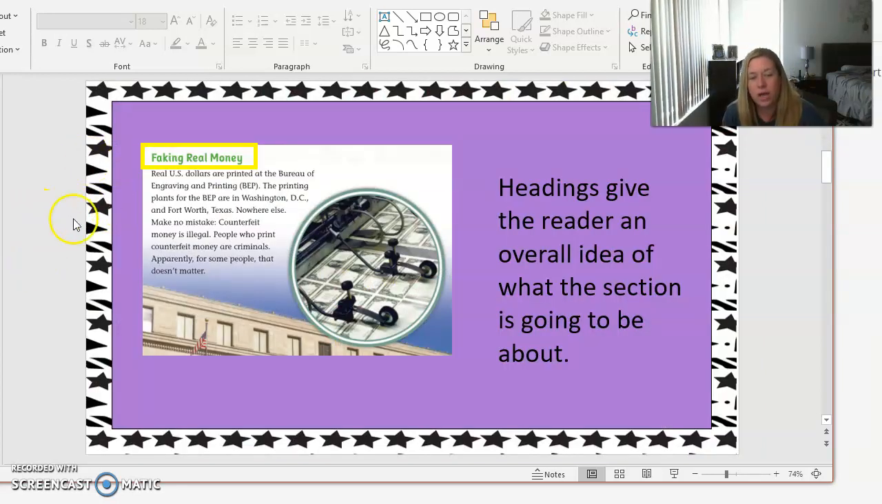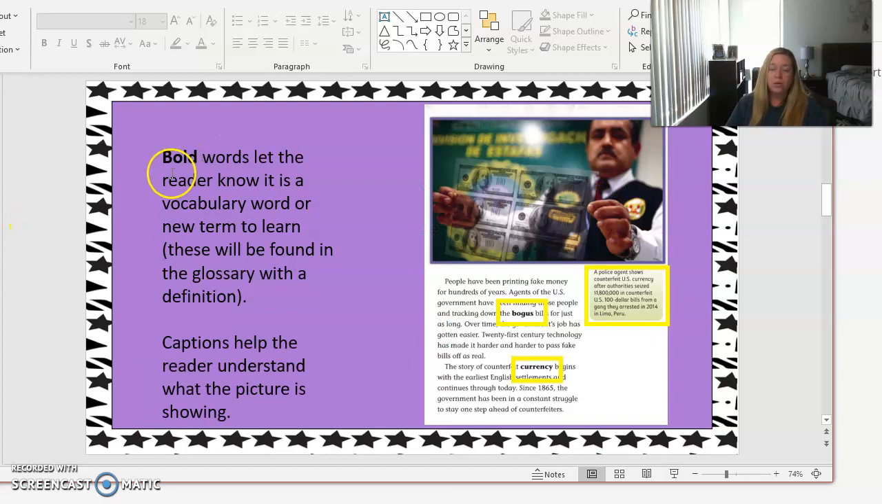When we have a piece of literature that we're reading, you will sometimes notice at the top of a paragraph words that are in bold, a different color, or bigger, and these are called headings. Headings give the reader the overall idea about what that section is going to be about. Whenever we come across a word that is bold, it tells us that this is a vocabulary word that you need to know, and it will be found in the glossary with the definition. Underneath pictures, you will find captions, and captions help the reader to understand what is happening in that picture.